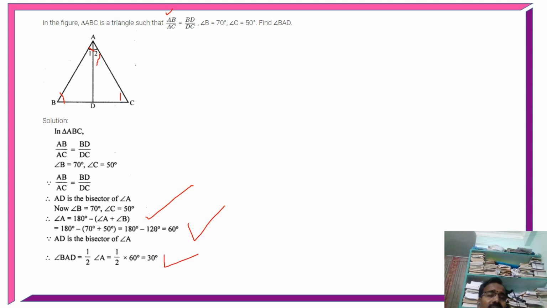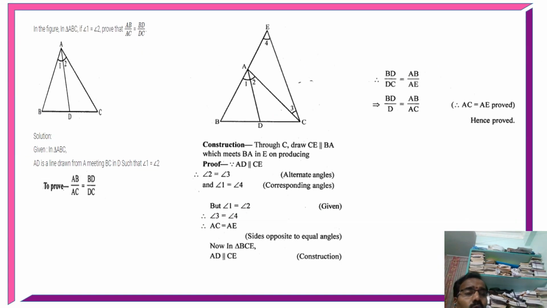So let us go to the next slide. The next slide is also related to the same. So we'll do a construction. That construction is: produce BA to E such that CE is parallel to BA. So again, alternate angles and corresponding angles: according to the construction, alternate angles are equal and corresponding angles are equal. 1 and 3, 2 and 3 are alternate interior angles, 1 and 4 are corresponding angles, they are equal.